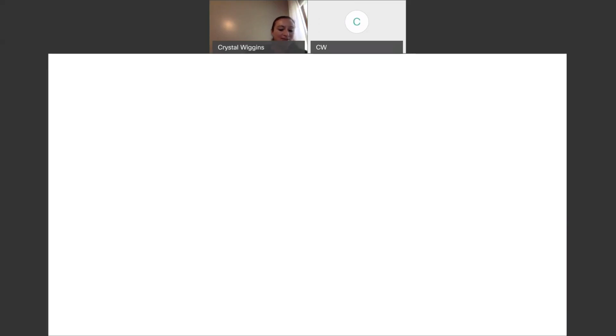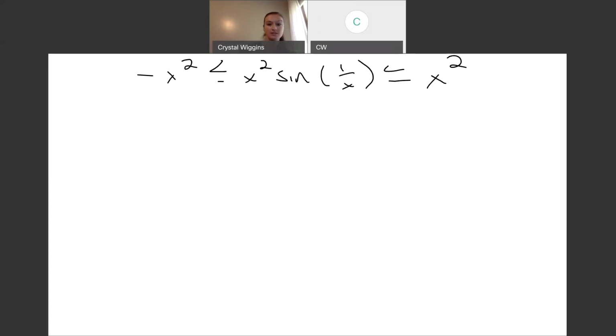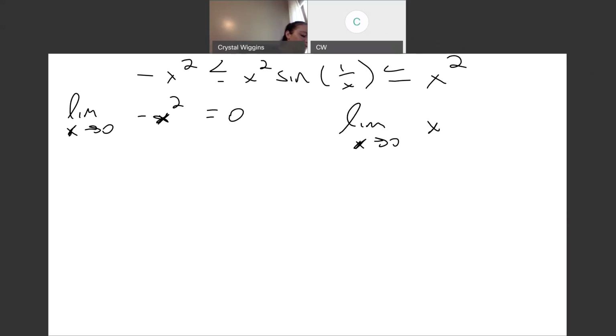Okay, so what we showed is that negative x squared is less than or equal to x squared sine of 1 over x, which is less than or equal to the positive function x squared. We built that from a fact, so we know that this is true. Now, when we took the limit as x approaches 0 of the function on the far left, we put 0 in for x and we get a limit of 0. We take the limit as x approaches 0 for the function on the far right, and we put 0 in for x, we also get 0.